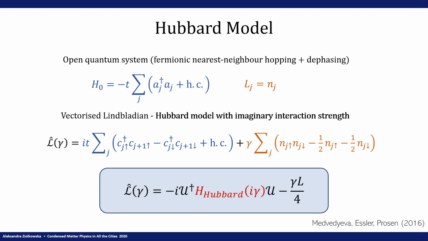Consider an open quantum system of spinless fermions, in which the Hamiltonian is the nearest neighbor hopping, and the jump operators are a local dephasing noise. The Hamiltonian part of the Lindbladian maps through vectorization onto a tight binding model. The dissipative part is mapped onto a density-density interaction. This Lindbladian is equivalent to the Hubbard model Hamiltonian with imaginary interaction strength.